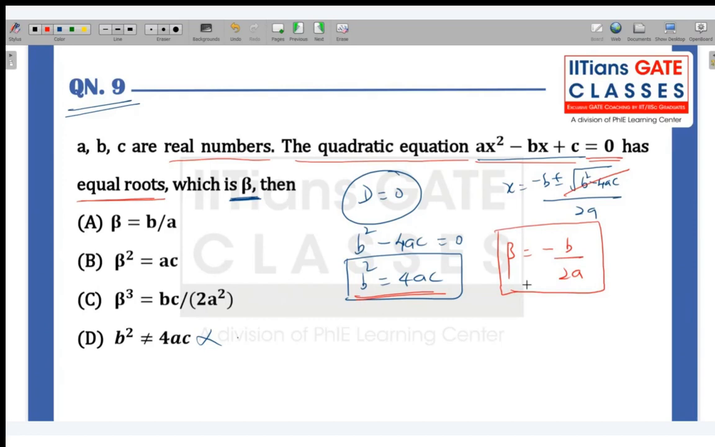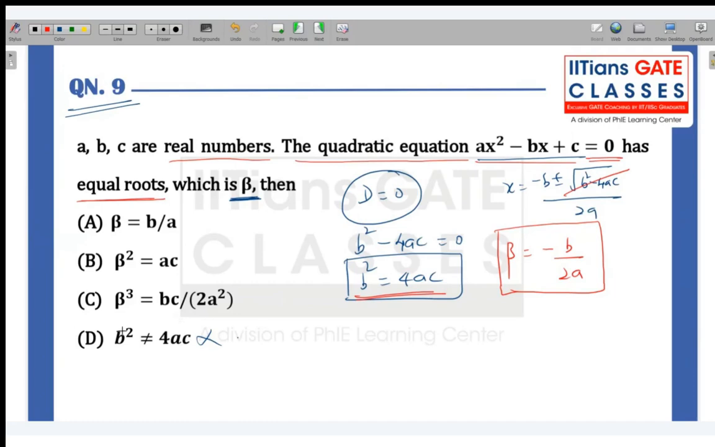Which option will be correct here? Tell me. I'm just waiting in the chat box, or you can also comment your answer, right? So the moment you see equal roots are there, you can say directly that the quadratic equation's discriminant is going to be zero. Which option is correct?